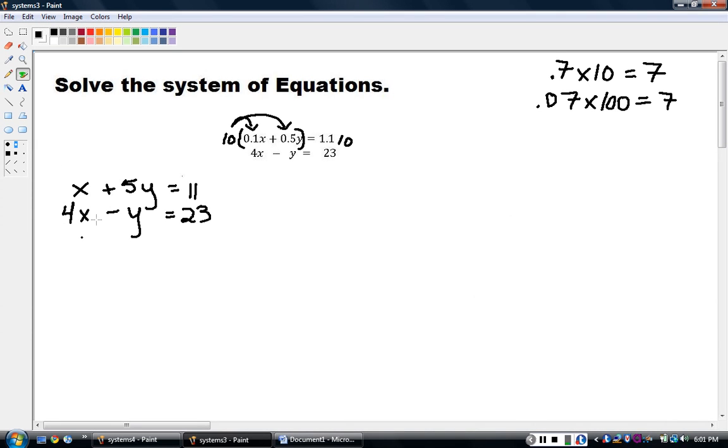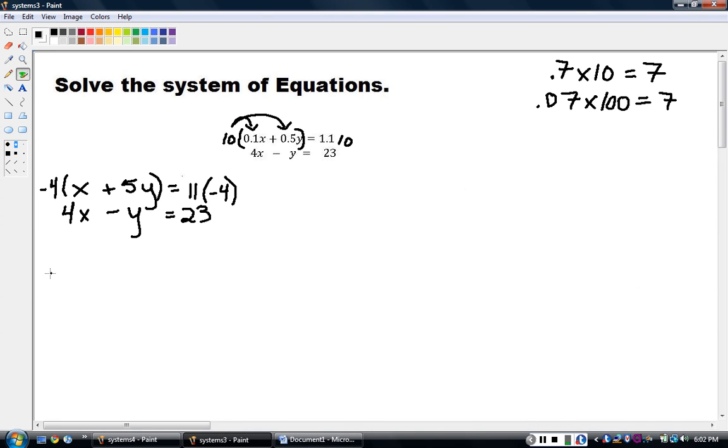In this case you'd have your choice. I can try and eliminate x. I need this to be negative 4x, which would be the easiest thing to do. Or I can eliminate y. I need this to be negative 5y. Either of those would work fine. I'll pick the first option and eliminate my x term. So I realize if I multiply by negative 4, I'll have negative 4x and positive 4x. So I'm going to multiply both sides by negative 4.